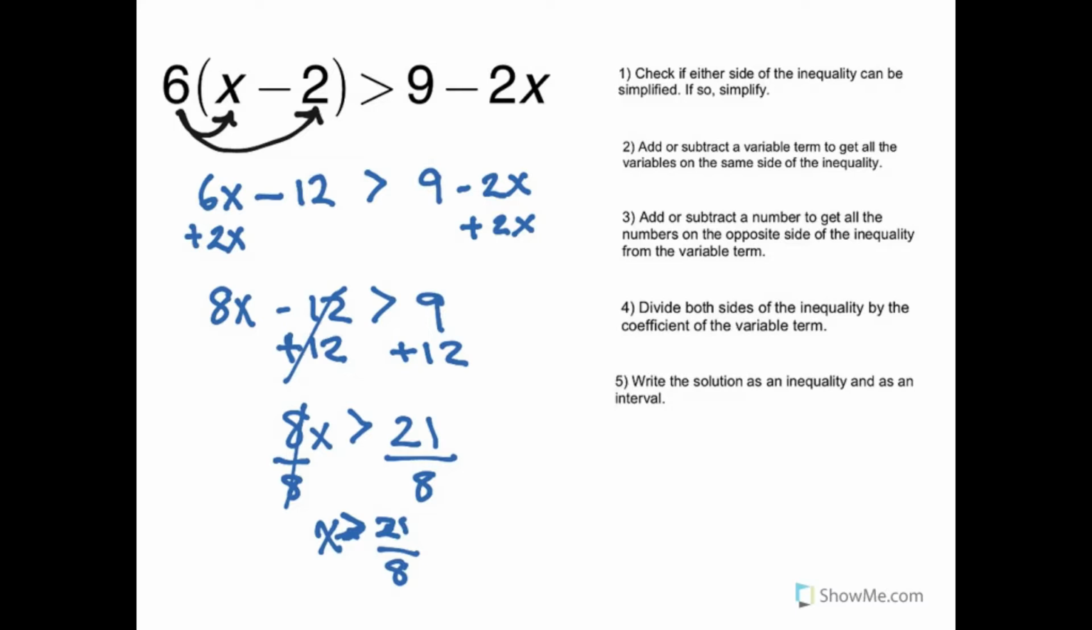So I finish up by writing the inequality. X is greater than 21 over 8, or as an interval, 21 over 8 is the first number and it goes to infinity, all the numbers greater than 21 over 8, and there is no equal. X is strictly greater than 21 over 8, so we open with a parenthesis.